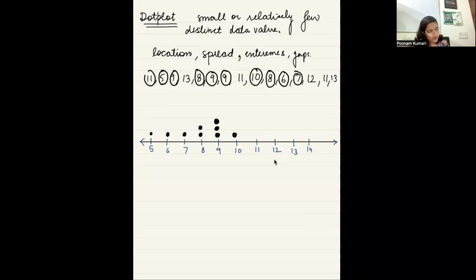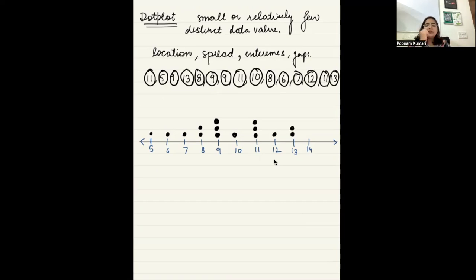How many times? 1, 2, 3. So 3 times 11. Okay, what else now? 12, how many times? Only single, 1 time. So 12. And then 13, you have 2 times, 13. So we put 1 here and then 1 here. So this is your dot plot.